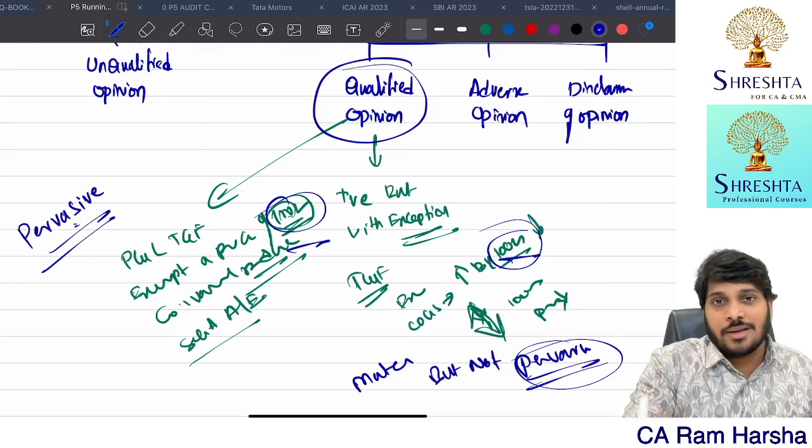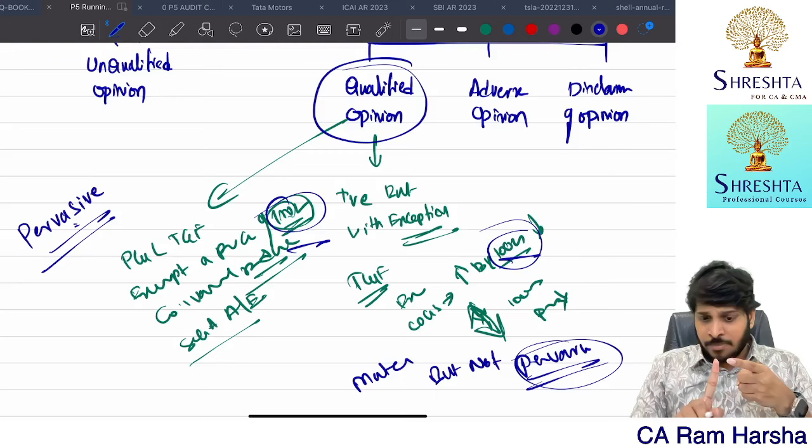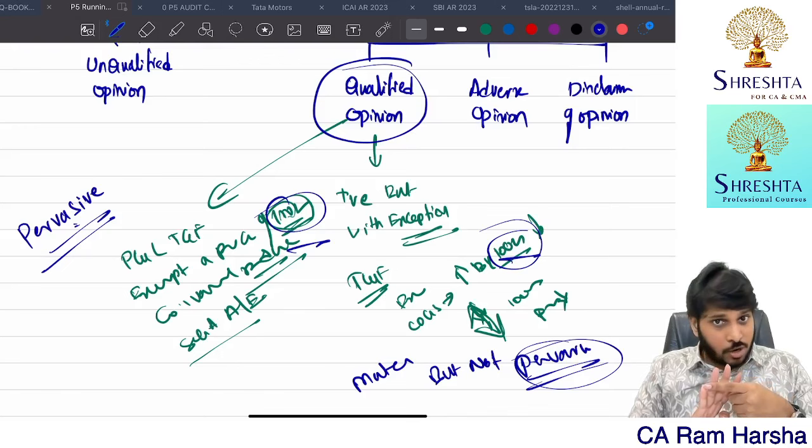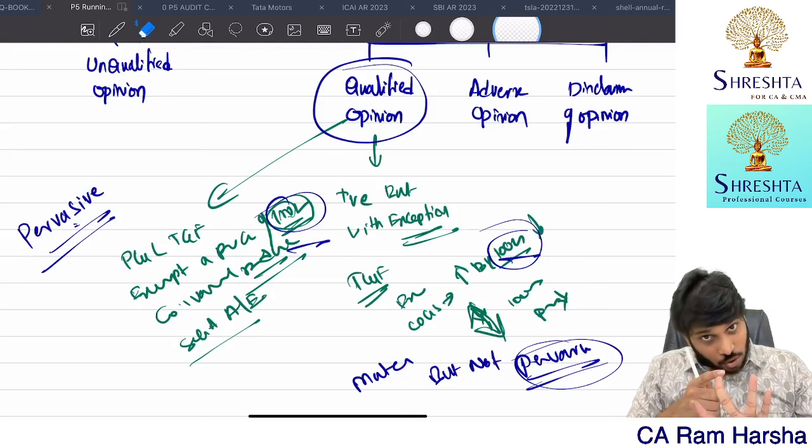So we give qualified opinion in two cases. One, I have information and it's a mistake, and it's material, but not pervasive. Then I'll give qualified opinion. Second, there is a material item where I don't have evidence at all, but it is not pervasive. Then I will give again qualified opinion.